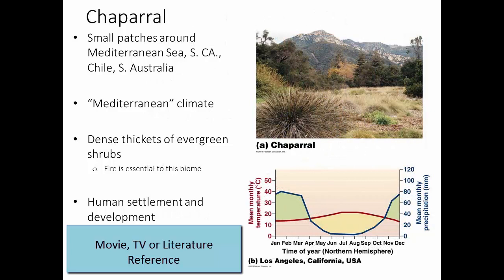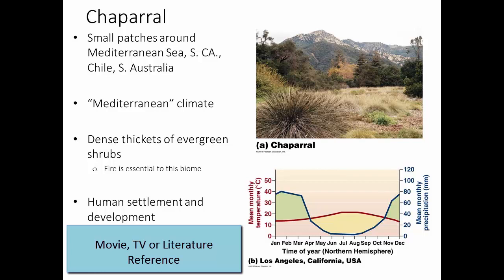The final terrestrial biome is the chaparral. The chaparral is not a widespread biome by any means, and it is limited to small patches around the globe. This biome is found on the coasts of the Mediterranean Sea, the coast of California, Chile, and southern Australia. The vegetation in this biome consists of dense thickets of evergreen shrubs.